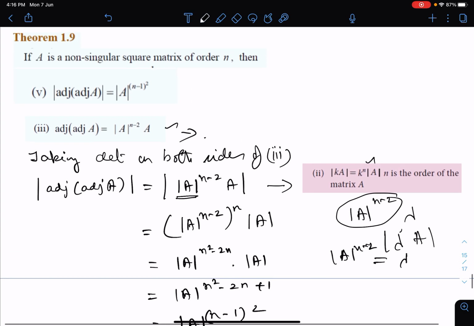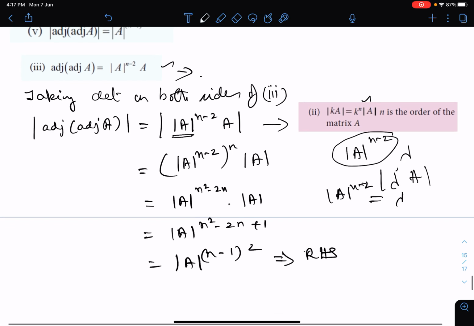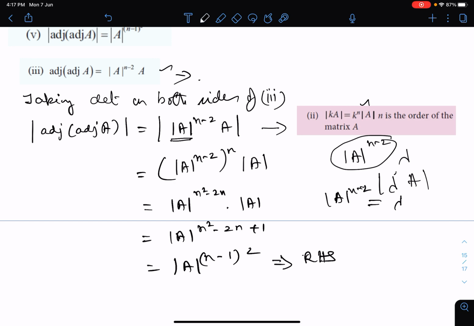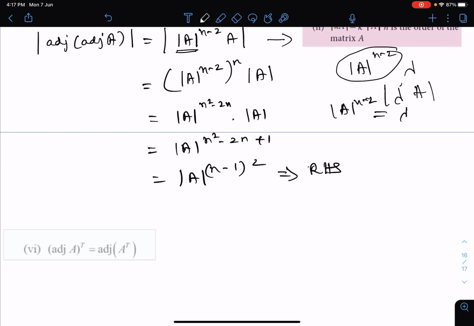Okay, that is what we have to prove, isn't it? So this is equal to our RHS. We have started from LHS and we have proved the RHS. So this is how we are proving. We are taking it from statement 3 and using this property of the determinant. Okay, now we shall go to the sixth property.